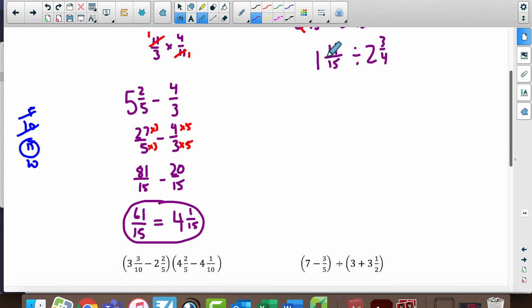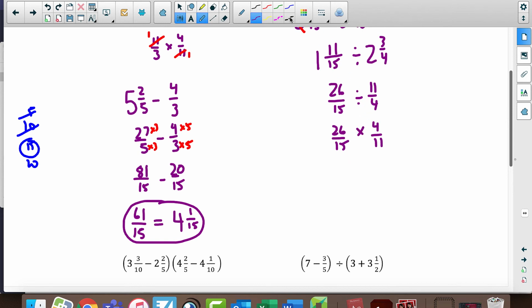Oh well. 1 times 15 is 15, plus 11 is 26 over 15. Divided by 2 times 4 is 8, plus 3 is 11 over 4. We don't divide. We hate division. Instead, we're going to multiply. How do we do that? Keep the first one the same and flip the second one. Get the reciprocal. So 4 over 11. Do we need a common denominator? No, we don't. And we can ninja slice, except there's nothing to ninja slice.